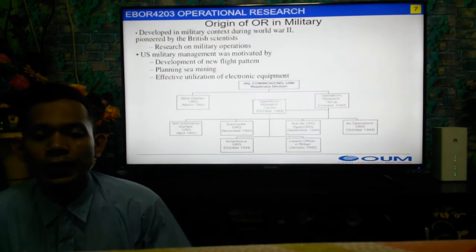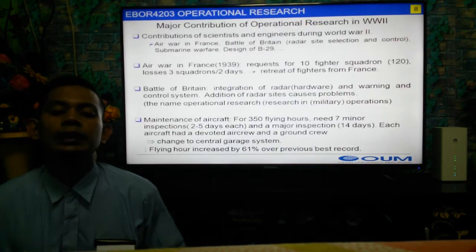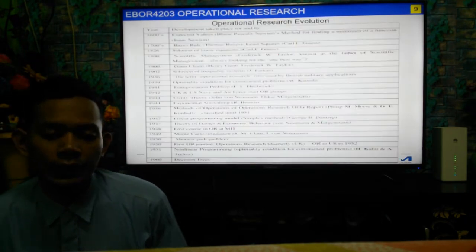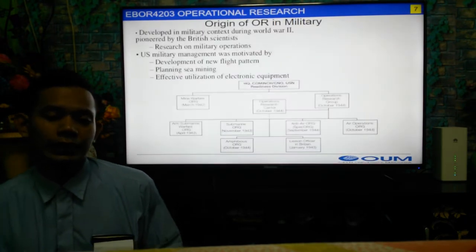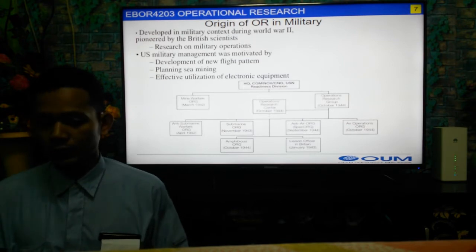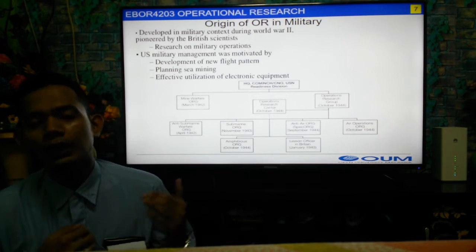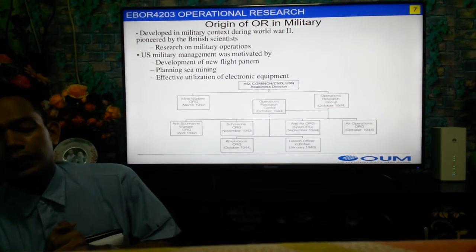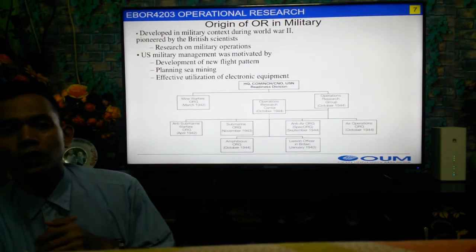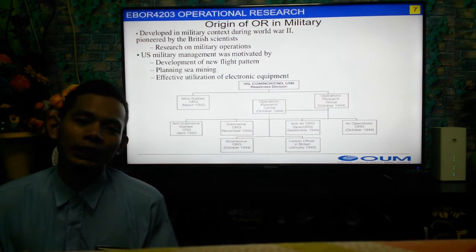Next, operational research originated in the military. They were pioneered by British scientists. During their testing of radar, they found how to maximize the operation of the radar.